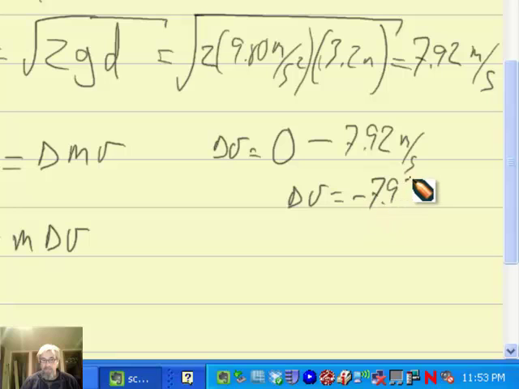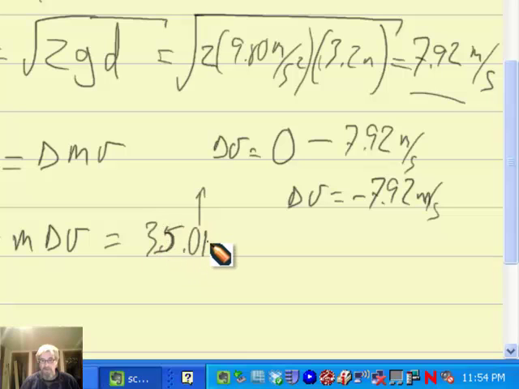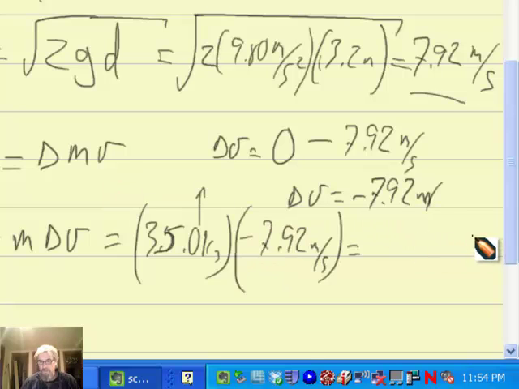It's got to be negative here because we have defined downward as positive. And to make the person stop, there's got to be some force, some acceleration going upward. So to find impulse, we just plug the numbers in here. The mass of the person was 35.0 kilograms. The change in velocity is negative 7.92 meters per second. When we multiply this together, we're going to get units of kilogram meters per second. Those are impulse units. It's going to be negative, and the number we get is 279. Negative 279 kilogram meters per second is the impulse.